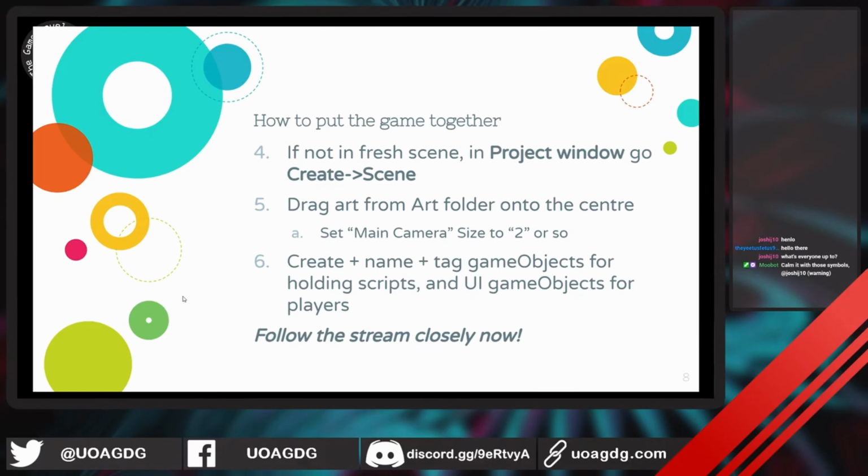Okay, so read these instructions, and I'll go over each of them right now. So, as I mentioned earlier, create that scene. We will start with dragging art from the art folder onto the center. And then after that, we will create, name and tag game objects for holding scripts. So basically putting all the game objects we need on the hierarchy window. Now back to Unity.